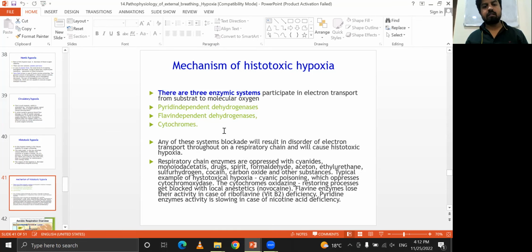Mechanisms include three enzymic systems: the pyridine dependent, flavin dependent, and cytochrome dehydrogenase. Two of them are dehydrogenases and the third one is the cytochrome. Any of these system blockades will result in the disorder of the electron transport throughout the respiratory chain and will cause histotoxic hypoxia.